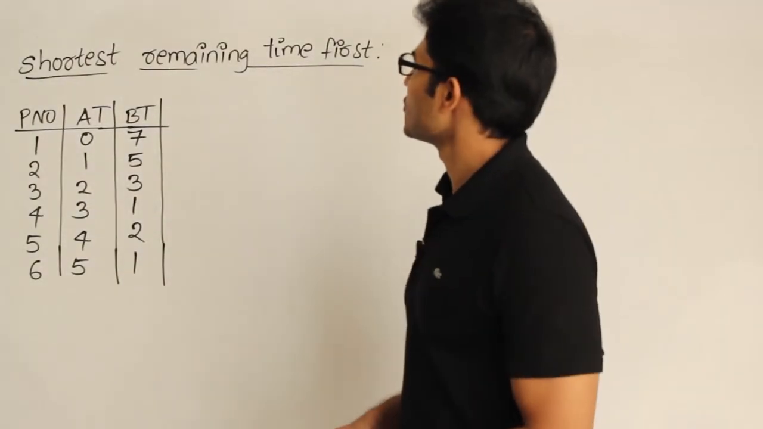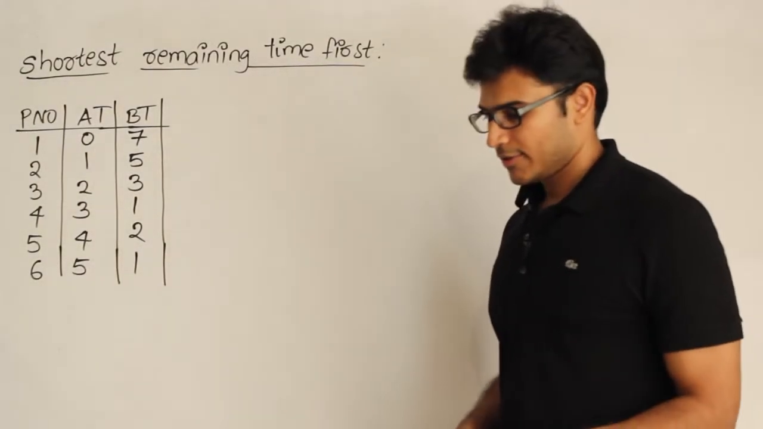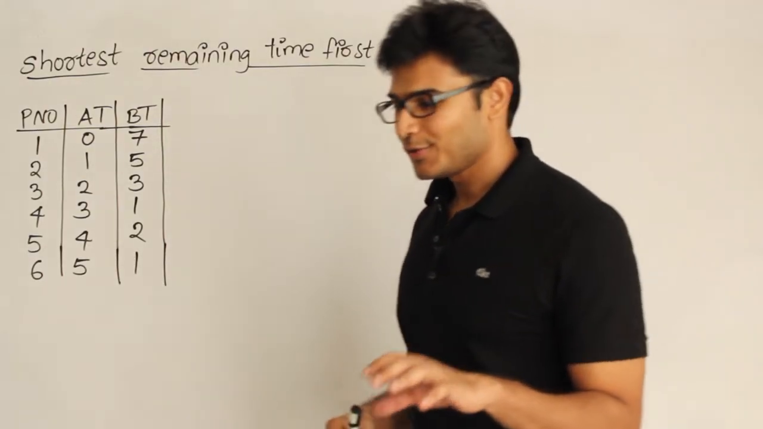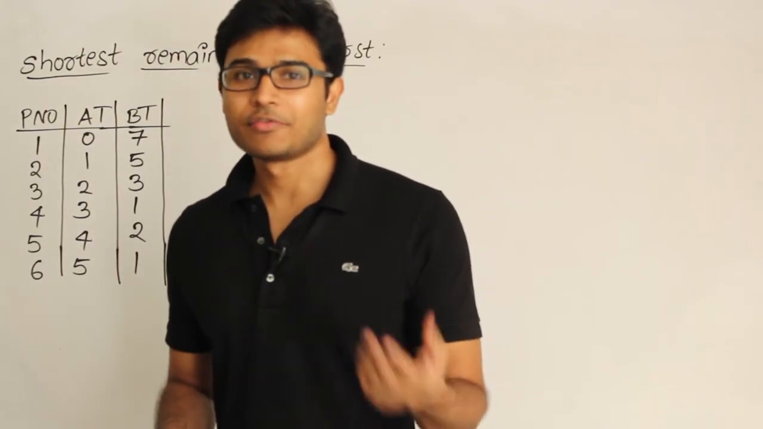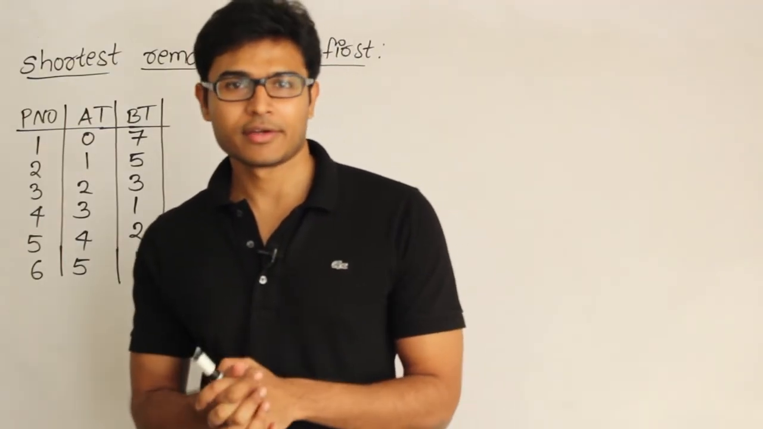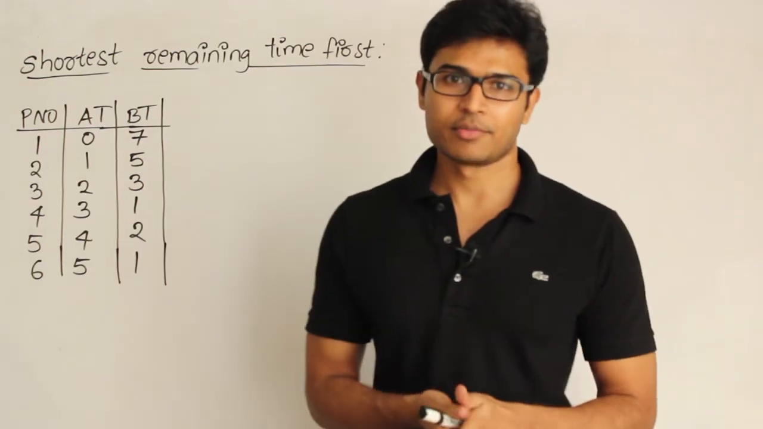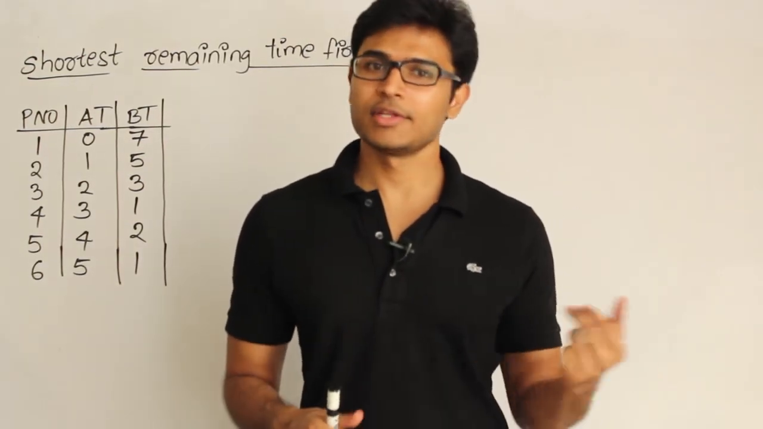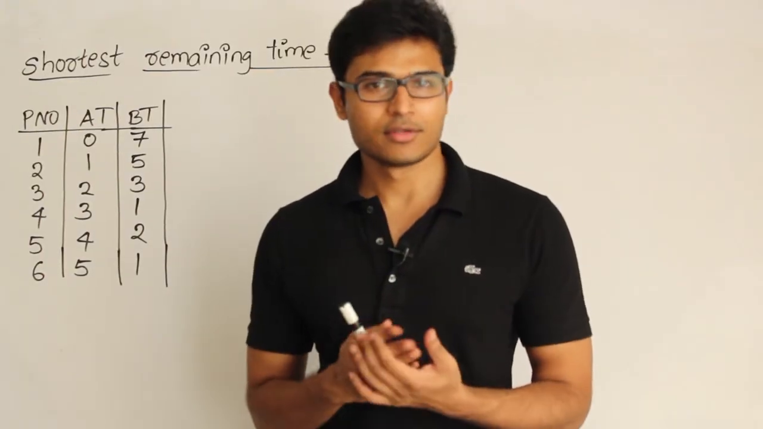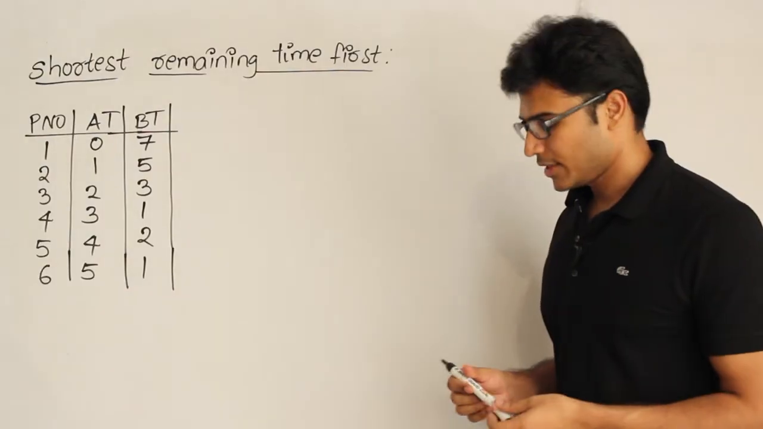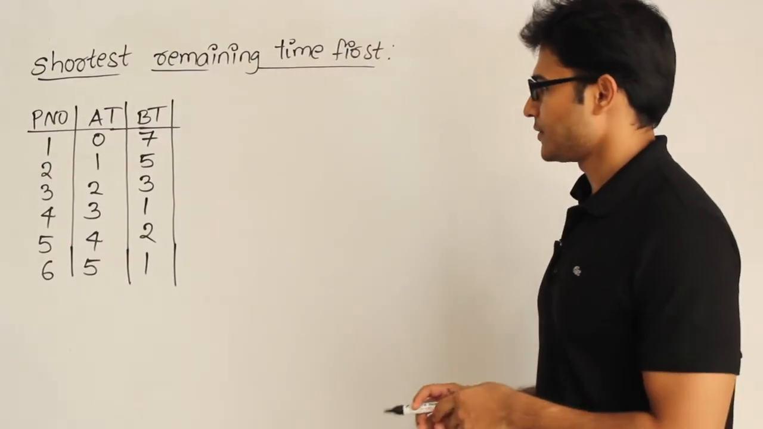Now let's see shortest remaining time first. The name itself says that we are going to take the shortest jobs, but in a different way. It is based on burst time criteria, and the mode is preemptive, which means even when a process is running, we are going to stop it and schedule the other one if the situation requires. Okay, so let's see this example.